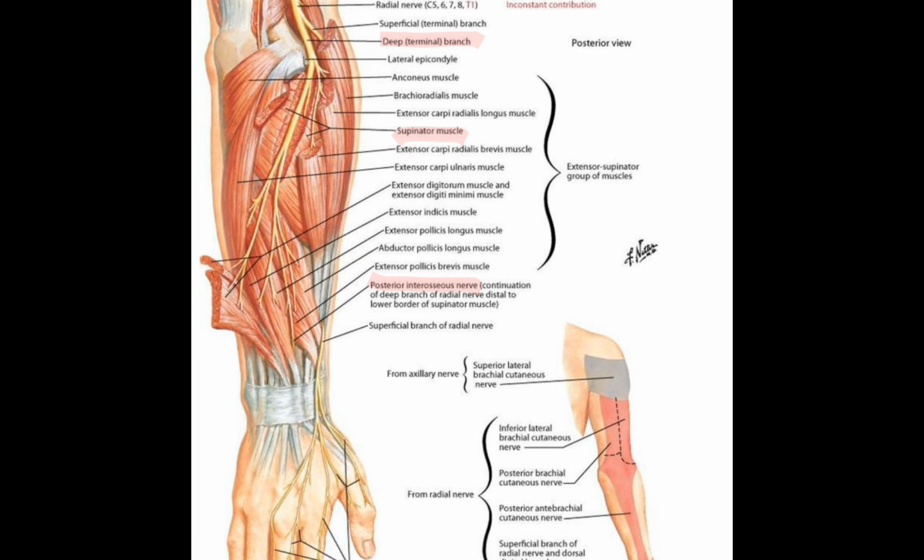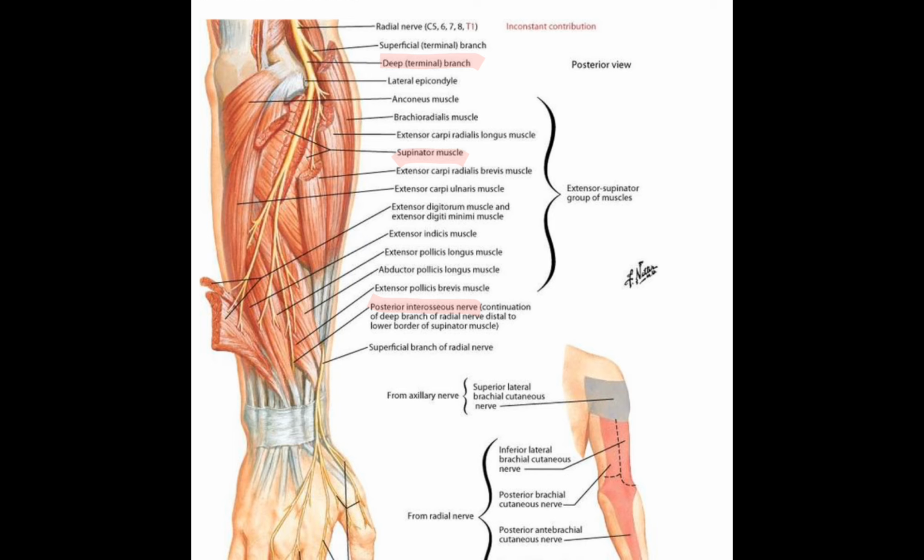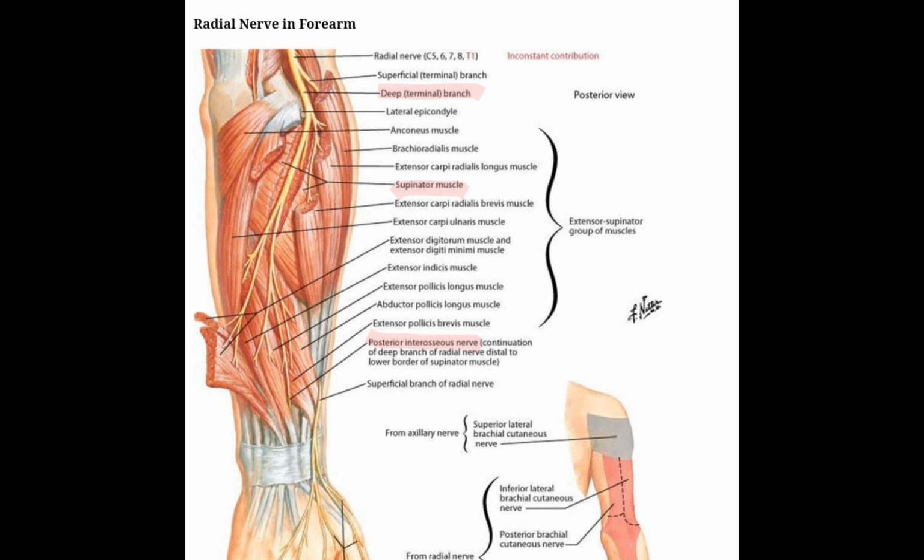In the forearm, it gives two branches, deep terminal branch and superficial branch. Deep terminal branch will be supplying the supinator muscle, and it will continue as posterior interosseous nerve. Posterior interosseous nerve is the continuation of the deep branch of the radial nerve, distal to the lower border of the supinator muscle. Okay, supinator and posterior interosseous nerve. We need to remember that the posterior interosseous nerve is injured in Monteggia fracture.